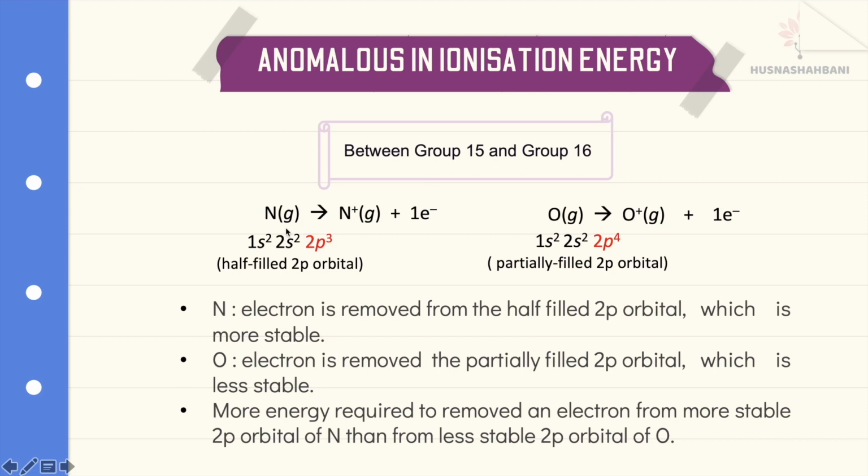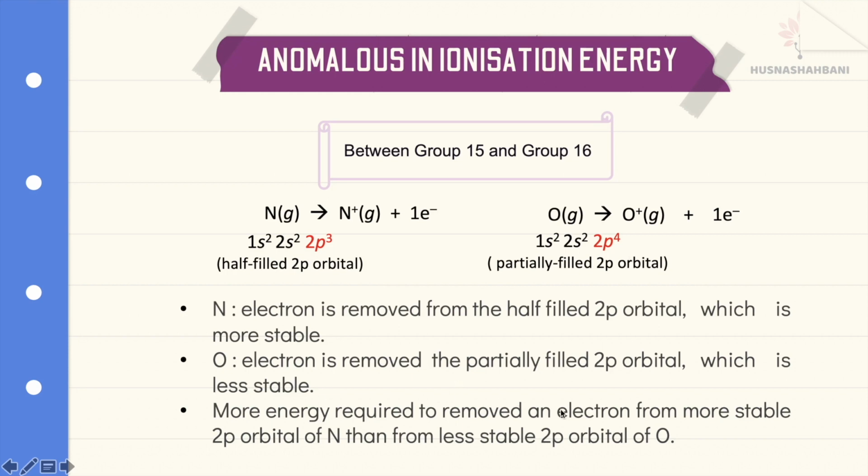And another anomaly is between N and O, N in group 15 and O in group 16. When you compare these two, both have a 2p subshell. If you write the electronic configuration, both have a 2p subshell. But in N it is a half-filled 2p orbital, 2p3. In O, 2p4, it is partially filled. So we know that half-filled is more stable than partially filled.